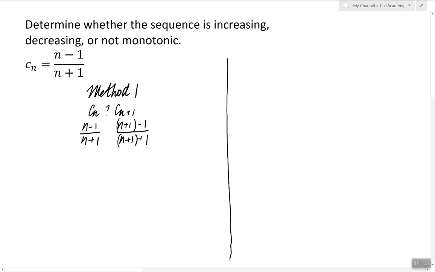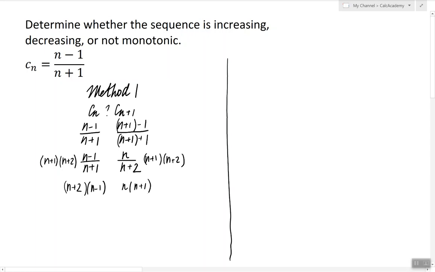Again, it's not clear how the inequality goes in between these two expressions, so we're going to simplify it a little bit. Still not clear, so I'm going to multiply both sides of the inequality by n plus 1, n plus 2. Because it's positive, the inequality will not change. Now on the left hand side I will have n plus 2 times n minus 1. On the right side I have n times n plus 1.